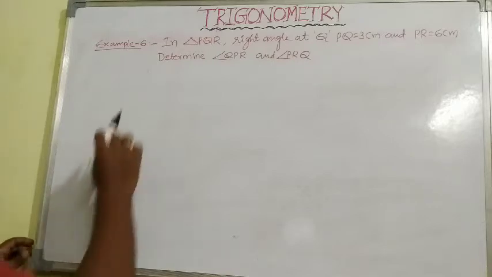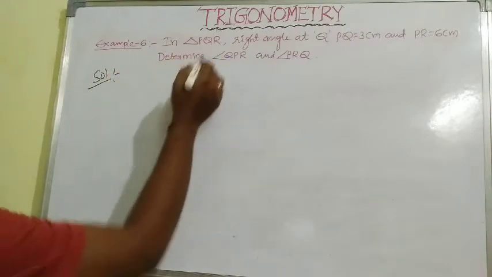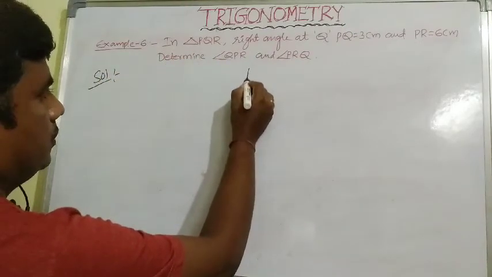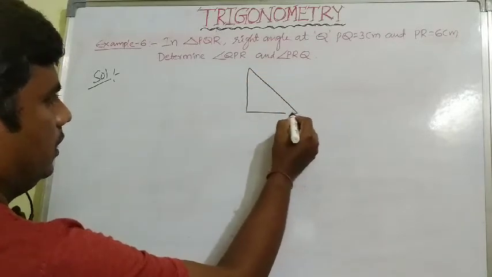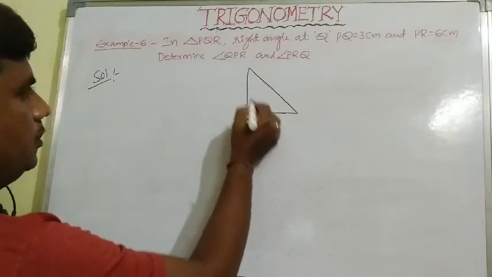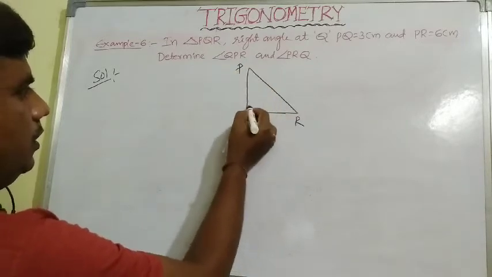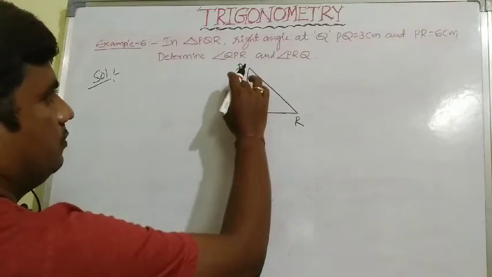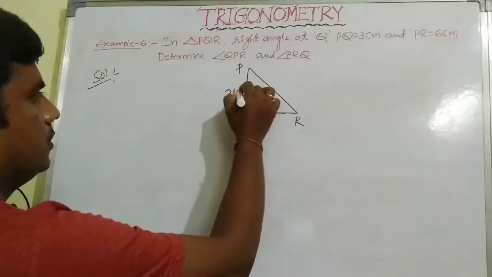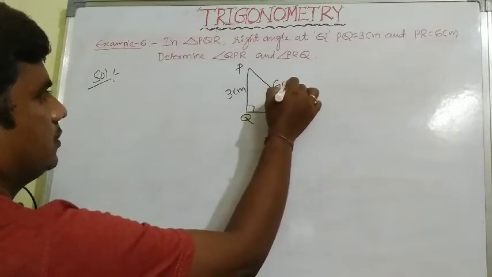So here one triangle is there. The triangle name is PQR, and the right angle is at Q. So this is a right angle triangle, right angle at Q, named PQR. PQ length is given as 3 centimeters, and PR length is given as 6 centimeters.